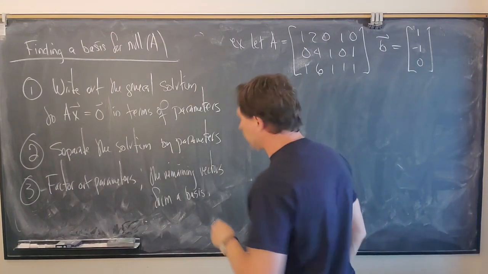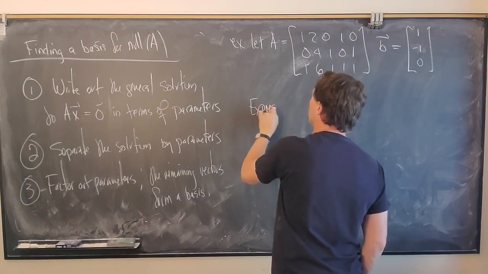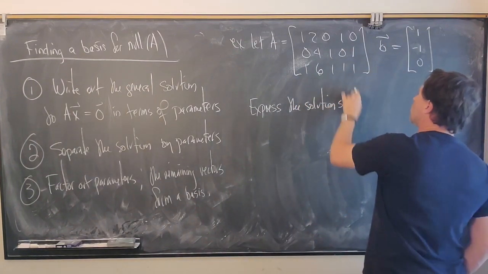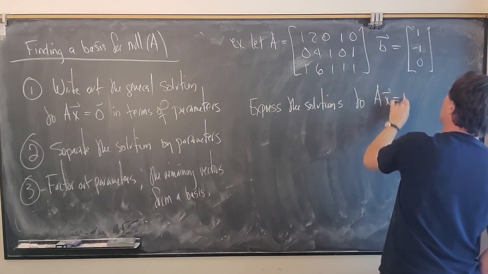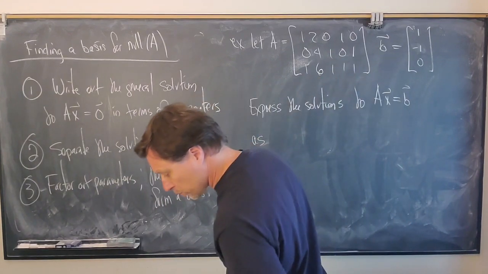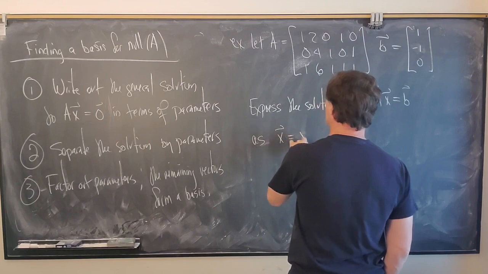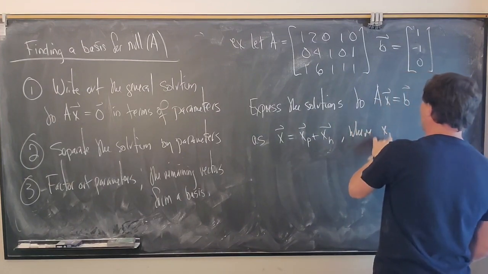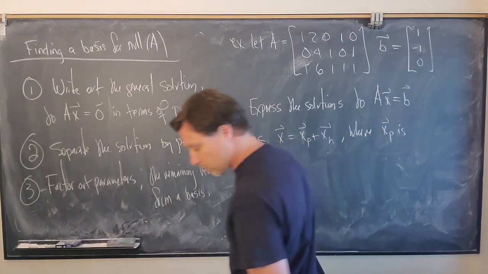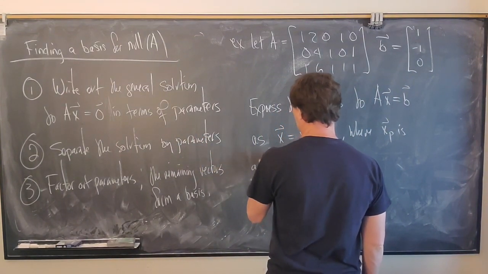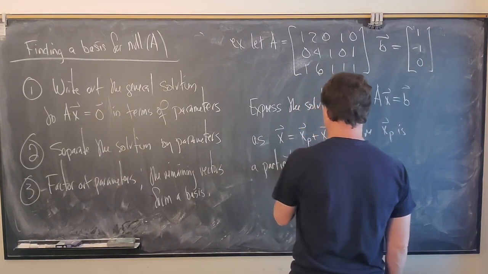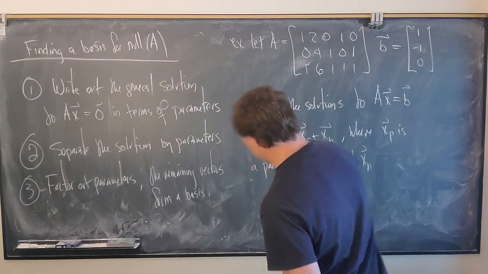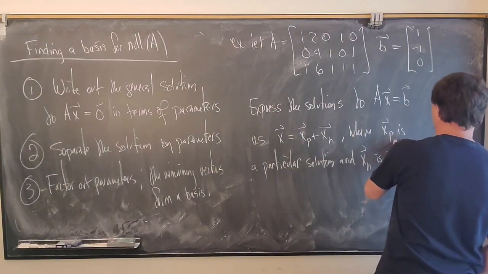Okay, now the instructions here, I'd like to express the entire set of solutions to the equation AX equals B as X equals X sub P plus X sub H, where X sub P is a particular solution and X sub H is in the null space of A.